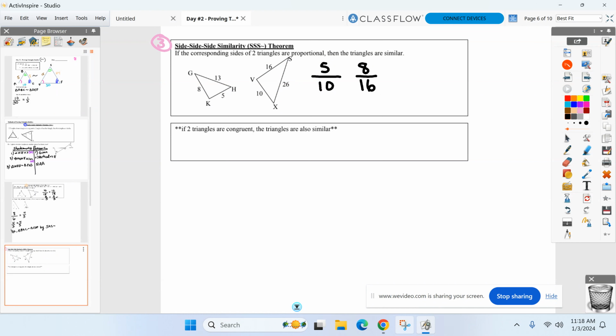Hey, and even if these 2 work, that's not side, side, side. There's a third S you need to test. So make sure if the first 2 work, that doesn't mean anything. All 3 have to be in the same ratio. So 13 over 26, I believe those are all good. So this is an example of side, side, side similarity.